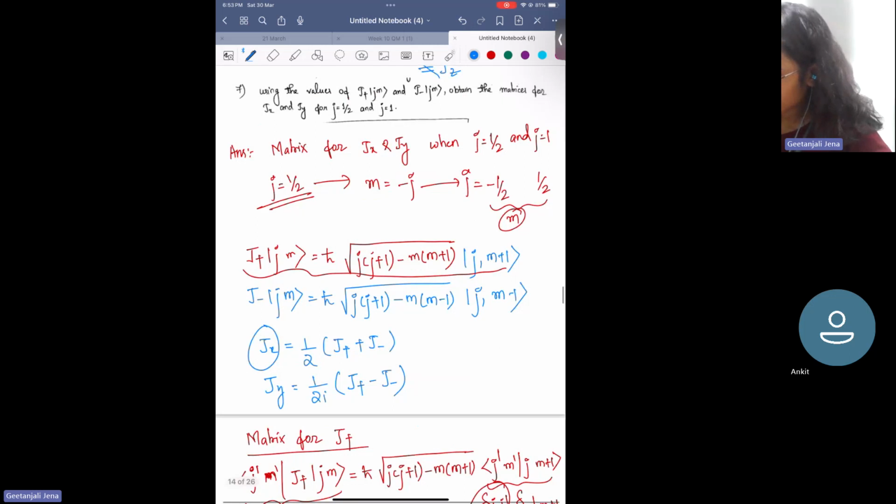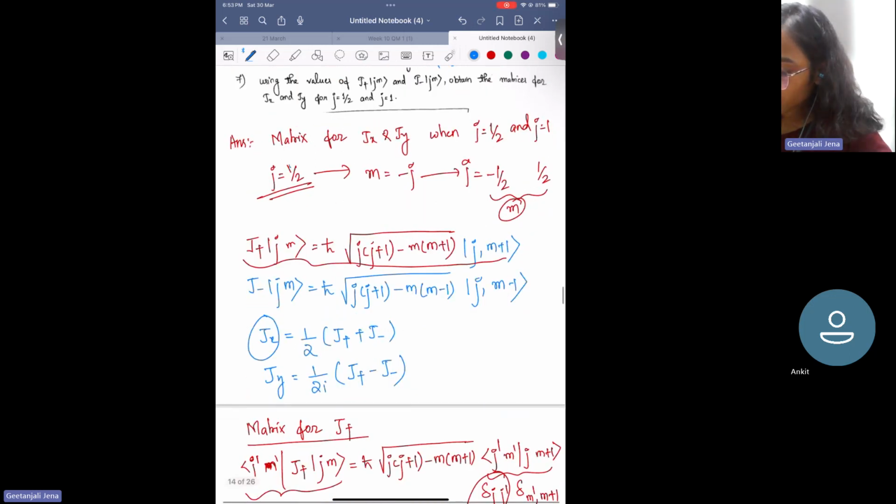Okay. So I am taking m as 1, so that means this J is 1, not half, right? I mistakenly wrote it. So this is for J equal to 1. Let us first calculate for J equal to 1. For J equal to 1, m would be 1, 0, minus 1.